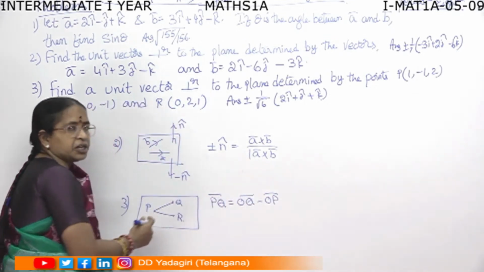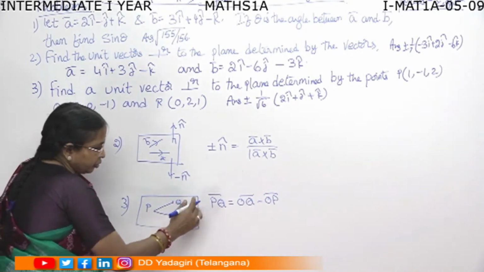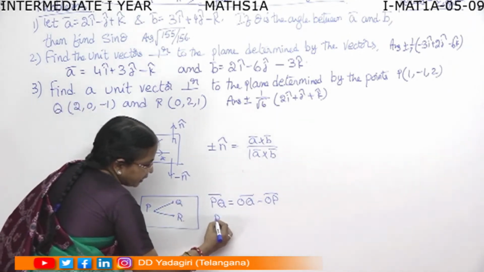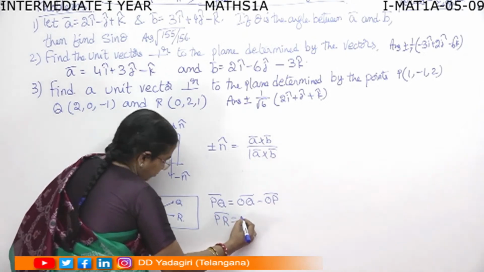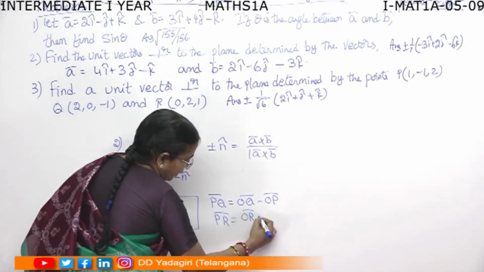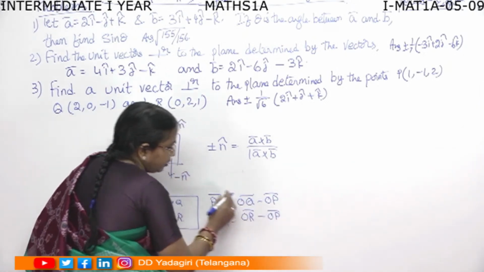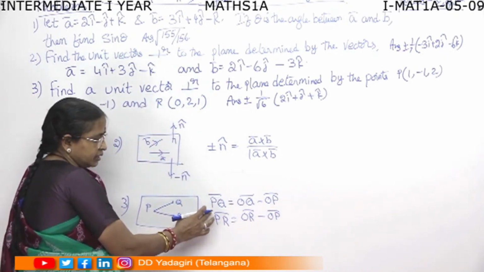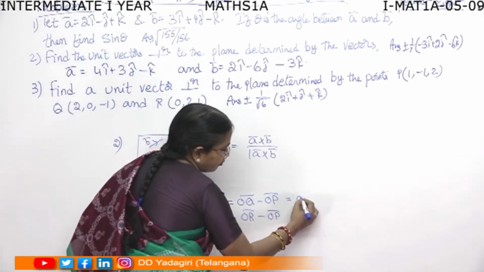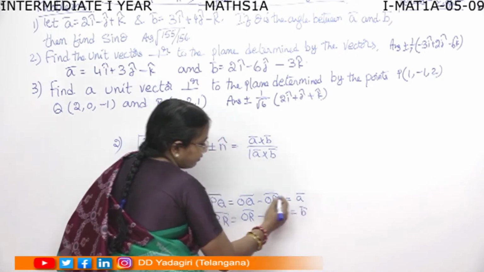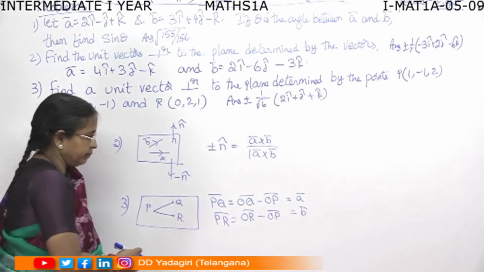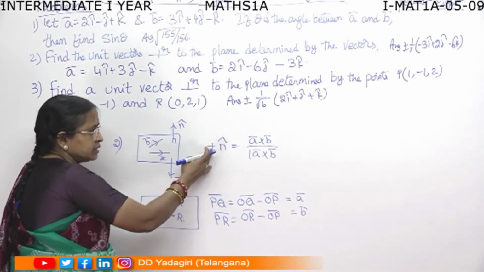You have learned this in the addition of vectors chapter. So OQ minus OP. Then PR. What is PR? PR is OR minus OP. So after simplification, you will get these values. So these are the vectors now as A and B. These are our vectors A and B. So now you will apply the same formula.